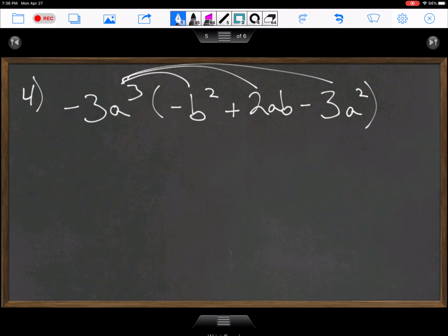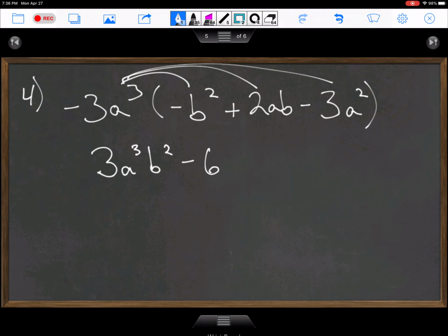All right, so I'm going to distribute now. Negative 3 times negative 1, that gives me 3a cubed b squared. Nothing I can do with my exponents on the a and b. They're not the same variable. So next I have a negative 3 times a 2. That's going to give me negative 6.